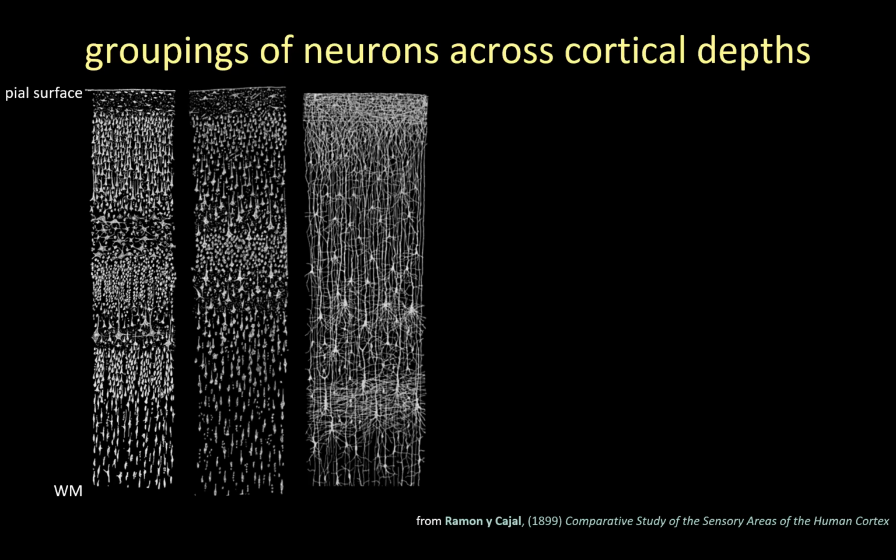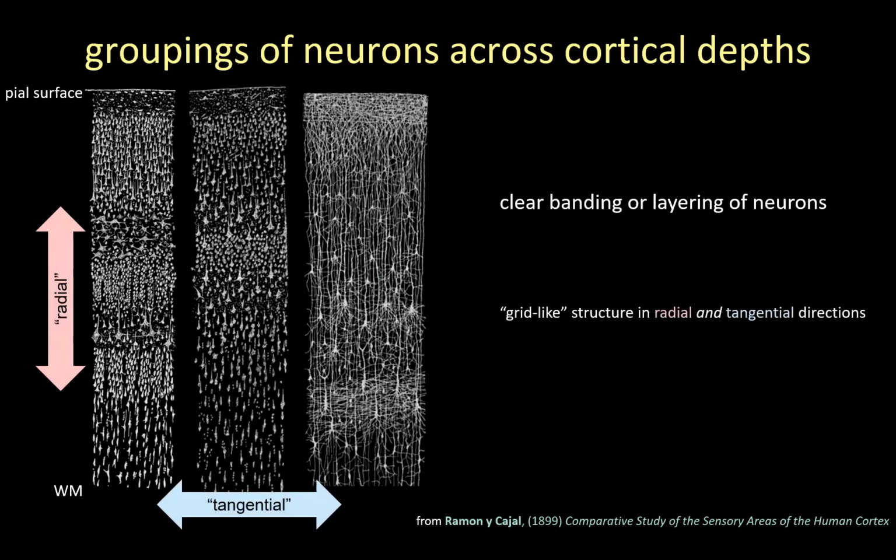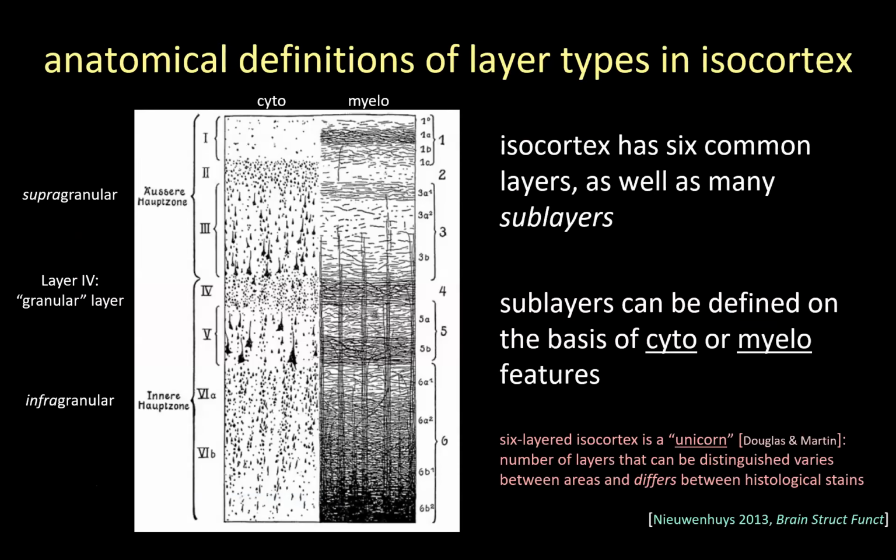Now, this grouping of neurons across cortical depths has been seen for as long as there have been depictions of the microanatomy of the cortex. This is a drawing from Ramon y Cajal. You can appreciate, in this drawing, a clear banding or layering of the neurons across the cortical thickness. We see a grid-like structure of this anatomical organization, both in the radial direction as well as the tangential direction.